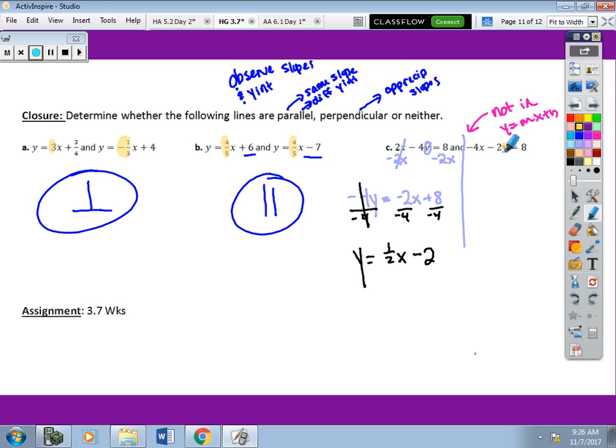Now here's my y. So I want to leave that alone, so I have to move the x term over. So I will add 4x to both sides to get negative 2y equals 4x plus 8. And then divide each term by negative 2. And I will get y equals negative 2x. 8 divided by negative 2 is a negative 4. Now I can observe the slopes. They're clearly not the same, so they're not parallel. But are those opposite reciprocals? Yes. These are opposite reciprocals, making these lines perpendicular.